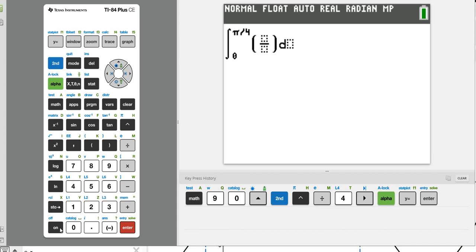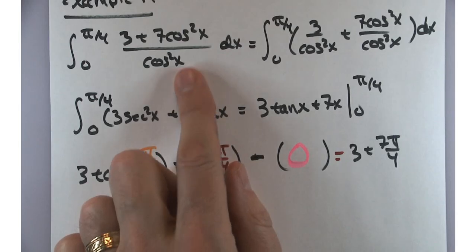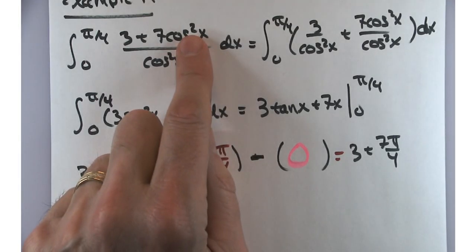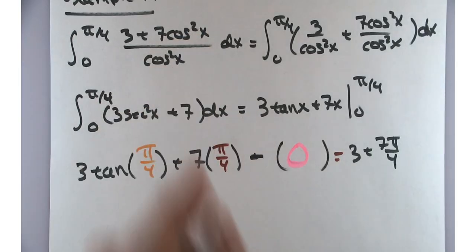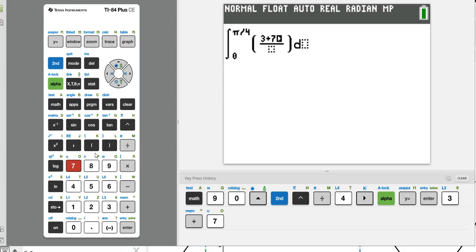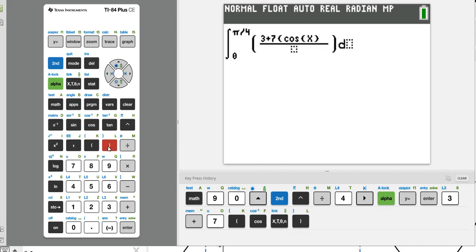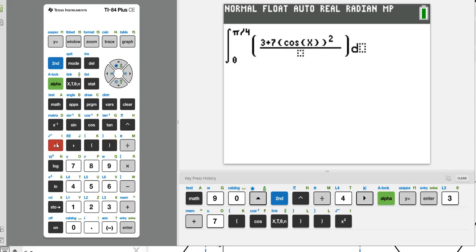We got a 3 here plus 7 times cosine squared. Now you can't put the squared into the cosine, at least in previous operating systems. You can't put the squared there and have your calculator understand it. You have to be a little bit more clever. So we're going to take parenthesis cosine of x, 2 parentheses. The second one closes off the cosine, and that's where you can put your squared.